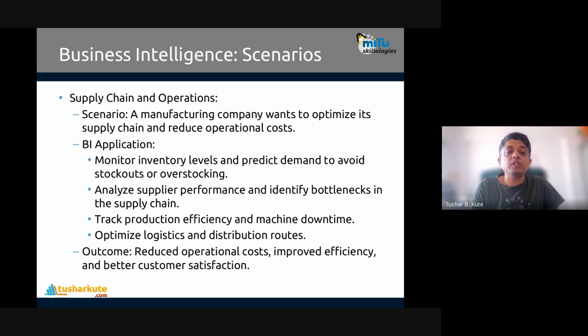And very importantly, optimize logistics and distribution routes. Whenever we are supplying material to a particular destination, which route is suitable, efficient and appropriate to follow can also be checked by BI tools. So definitely we are using these BI tools to optimize the process. What outcome am I getting here? Reduced operational cost, improved efficiency, and better customer satisfaction, because we have analyzed everything. We have taken customer reviews into consideration, what customers require, and accordingly the supply chain has been completed.